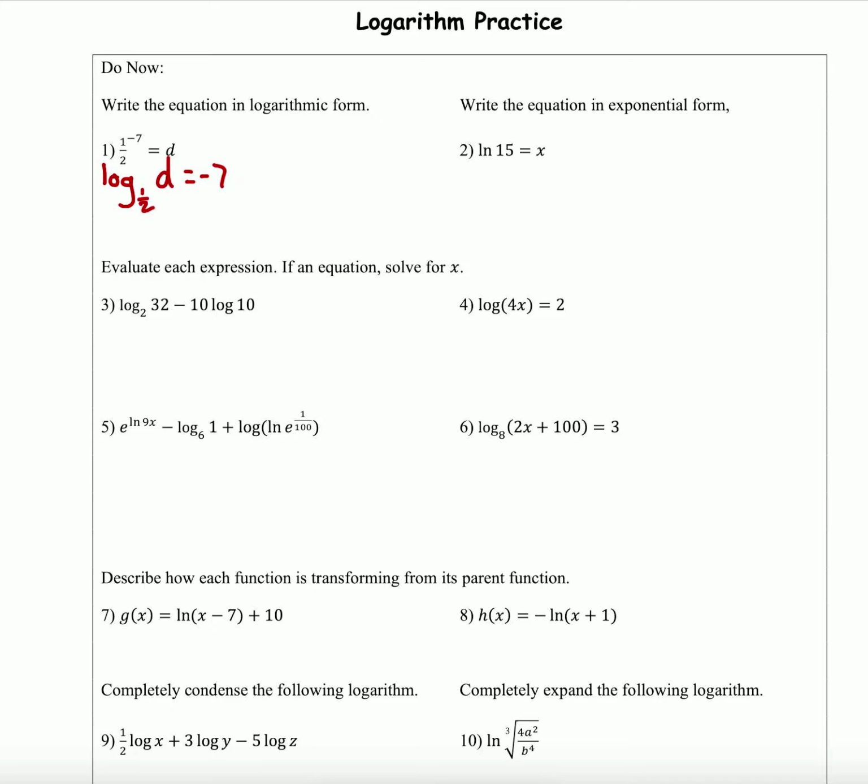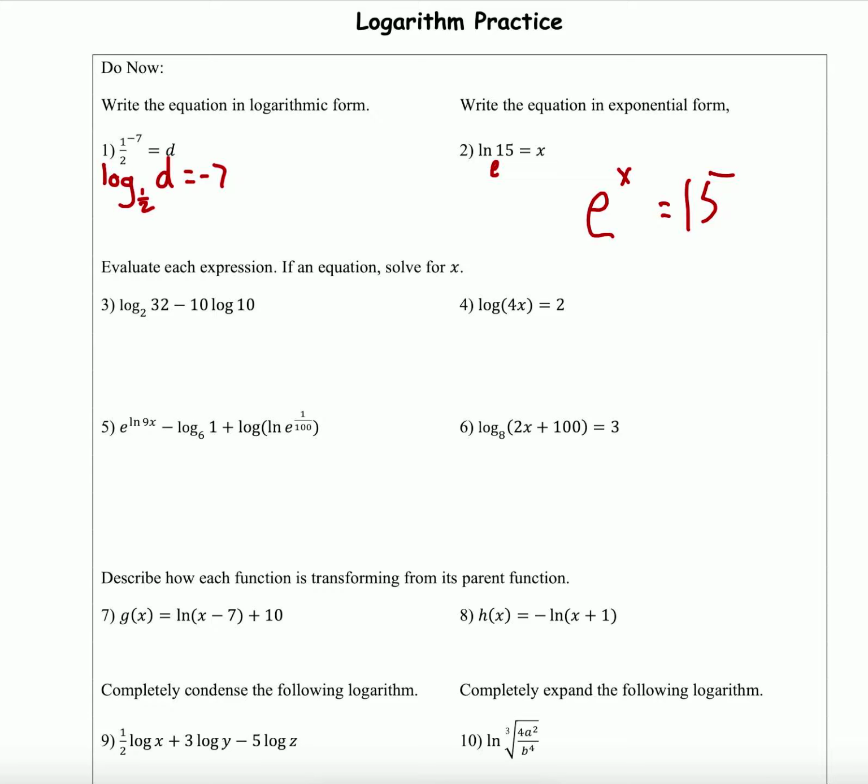It goes right there. So number 2, we're taking the equation out of logarithmic form and putting it in exponential form. Remember natural log? What's the base on the natural log? It's e. So if I'm putting this in exponential form, our base is e. Our exponent is what the logarithm's equal to, which is x, and our argument is 15.